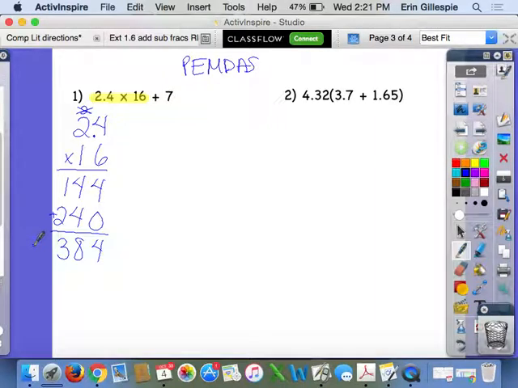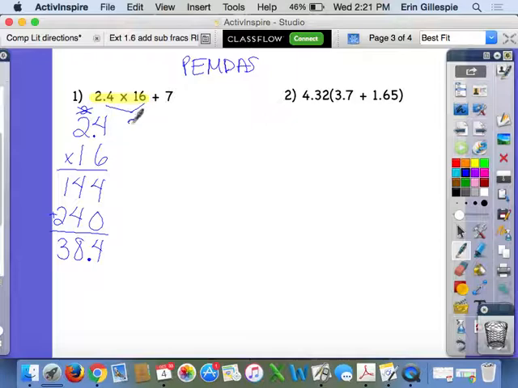Now, though, this isn't my answer because I need to figure out what about my decimal. Well, I look at my two factors here. This number had one number to the right of the decimal. This had no numbers to the right of the decimal. So I need one number to the right of the decimal in my answer. So remember, you're always starting here. 1 to the right means 38.4 is 2.4 times 16. So that's my answer to this part of the problem.